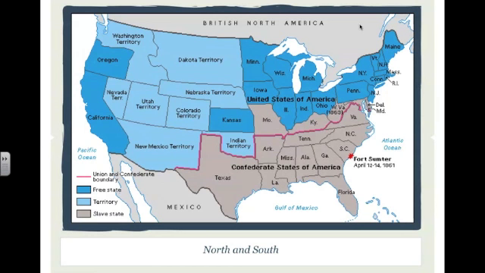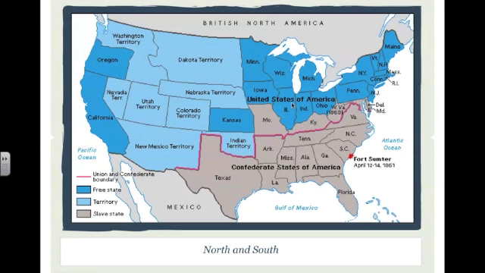There were different ways of life in the South and in the North. In the South, the economy was dependent on slaves, whereas in the North, the economy was dependent on people that worked in factories. And in fact, slavery was illegal in the North, in the blue states.